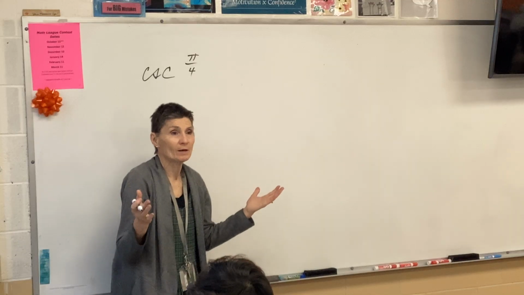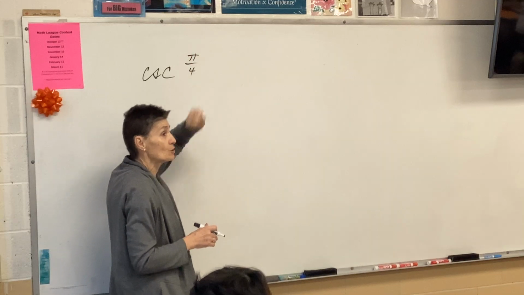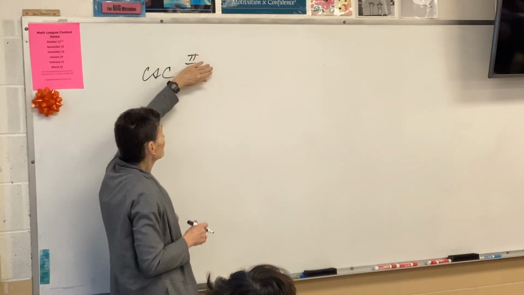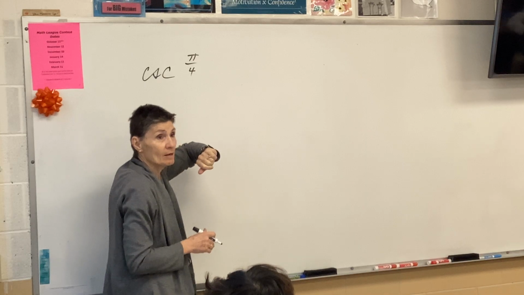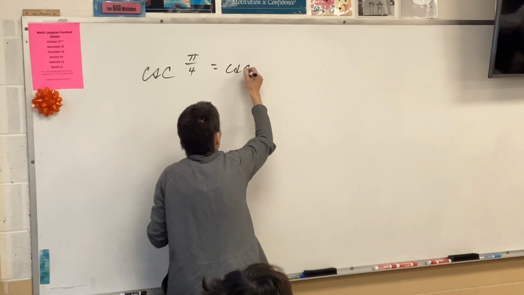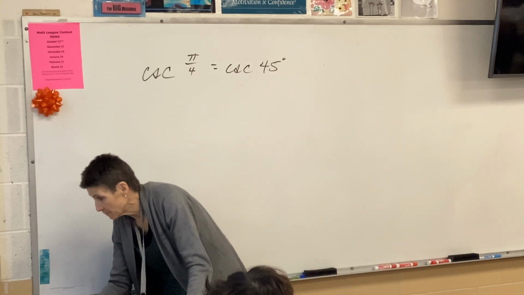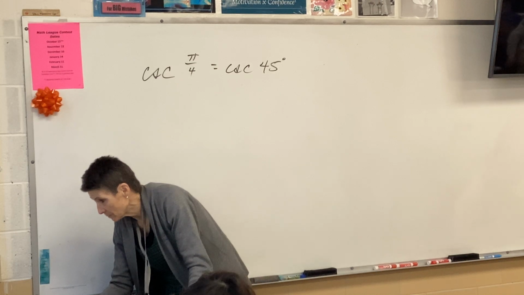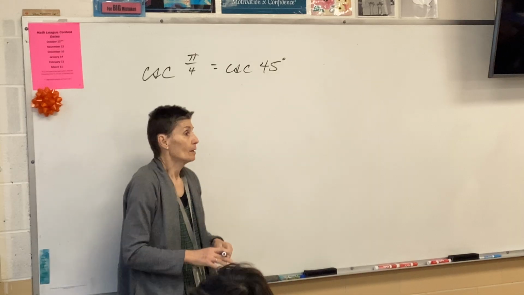Who remembers? Anybody remember any of this? So first thing we did was change our radian measure into degrees. And we did that by remembering that pi is 180. And 180 divided by 4 is 45. So we're finding the cosecant of 45 degrees. Okay?